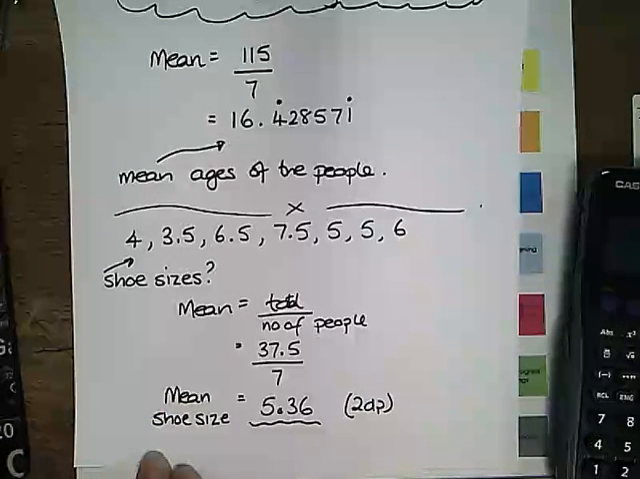A better average on this occasion would have been the mode, the most common value, because 5 is the most common value. Okay, but that's how you work out the mean. You add all the numbers up together and then divide by how many numbers you've got.